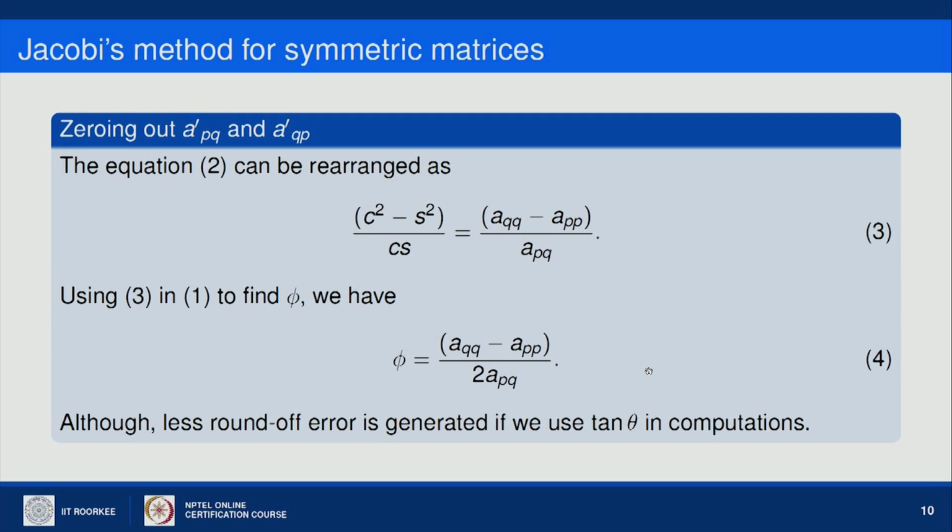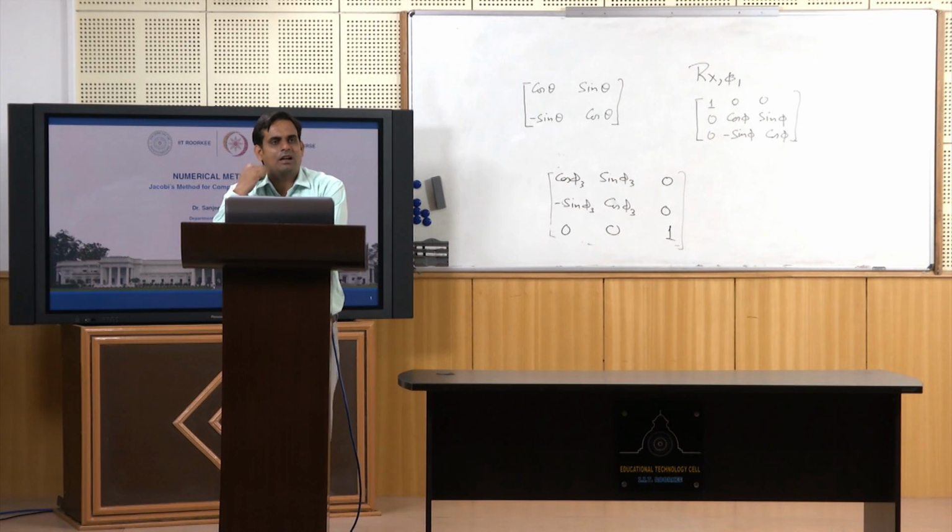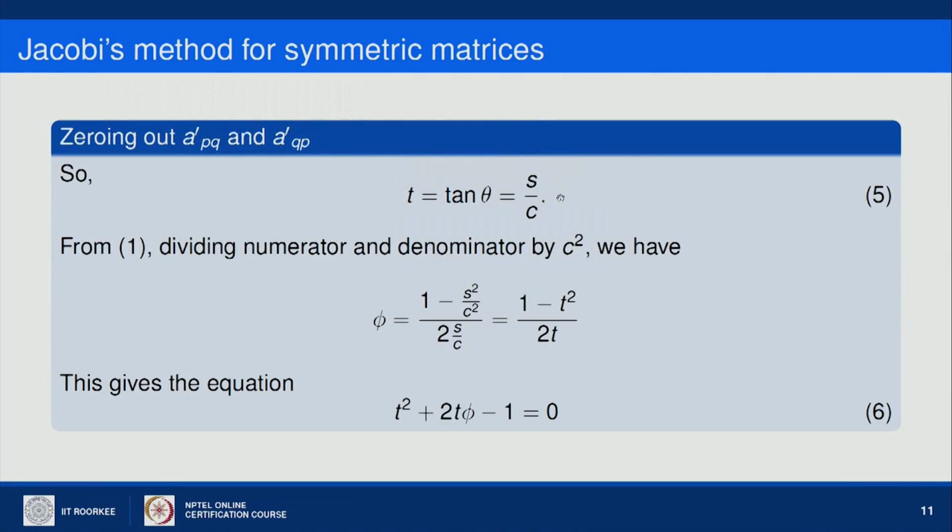So, tan of 2 theta will become twice a PQ upon (a QQ minus a PP), and theta will become 1 by 2 into tan inverse of twice a PQ upon a QQ minus a PP in the denominator. However, less round-off error is generated if we use tan theta in computations, so let us assume t equals tan theta, which is sin theta upon cos theta.